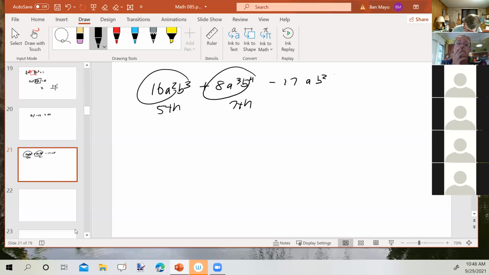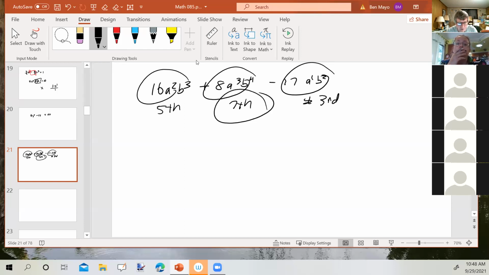This term is 7th degree. This term is 3rd degree, because there's a 1 on the a. So the entire trinomial would be a 7th degree trinomial. So again, if there's more than one variable within a term, you take the sum of all the exponents on all the variables. 7xyz. What's the degree of this monomial? 3. Excellent, because there's a 1 on each of those variables.